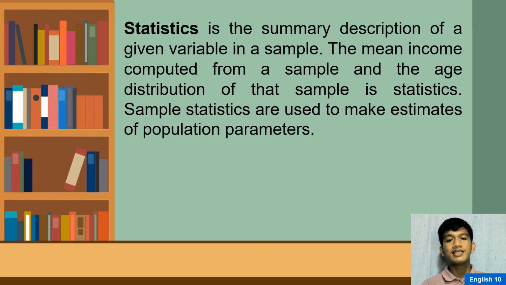Statistics. Statistics is the summary description of a given variable in a sample. The mean income computed from a sample and the age distribution of that sample is statistics. Sample statistics are used to make estimates of population parameters. So after applying the statistical tools, just like the mean, median, and mode, the figures or the numbers, which can also be expressed in percentage, are the ones that we call the statistics. And we use those statistics in our research.